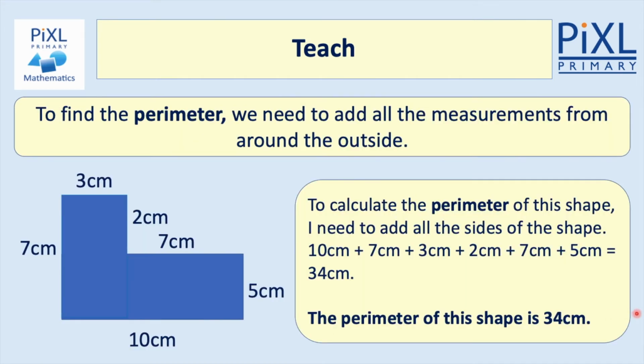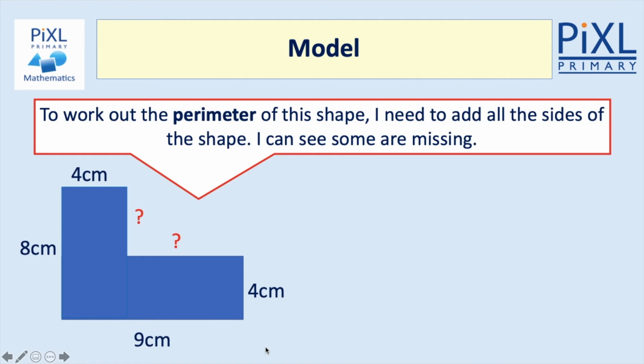So again, to find the perimeter, we need to add all the measurements from around the outside. To calculate the perimeter of this shape, I need to add all the sides of the shape. 10 centimetres, add 7 centimetres, add 3 centimetres, add 2 centimetres, add 7 centimetres, add 5 centimetres, equals 34 centimetres. The perimeter of this shape is 34 centimetres.